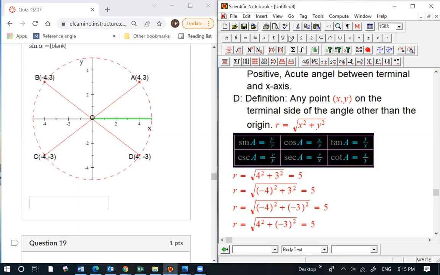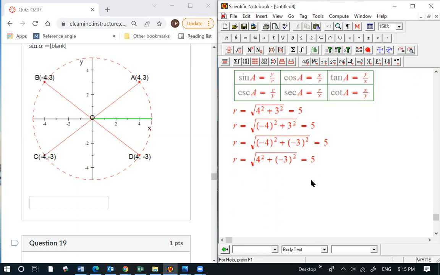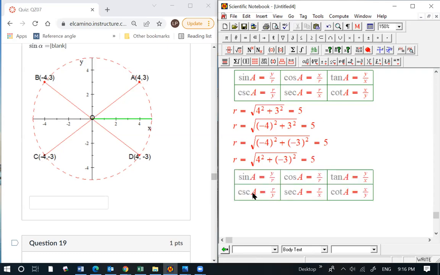So now let's look at alpha, sine alpha. What do we get for sine alpha? So here is going to be alpha. This covers 6 questions on the quiz. Alpha has a point on the terminal side, and therefore we just follow the definition.